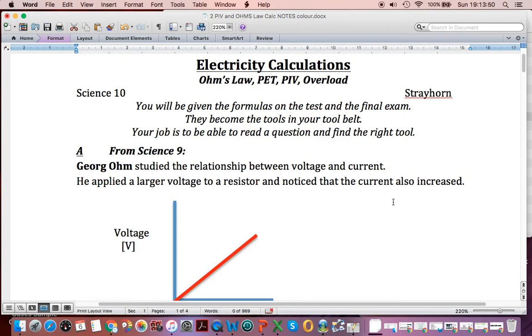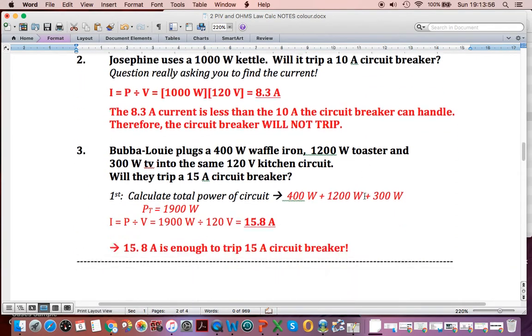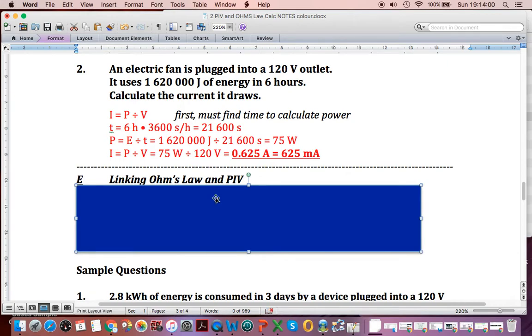This is our fourth video on electricity calculations, so we're near the bottom of page 3 and we'll finish off page 4 as well in this video. So here we go, we've done those combo specials.